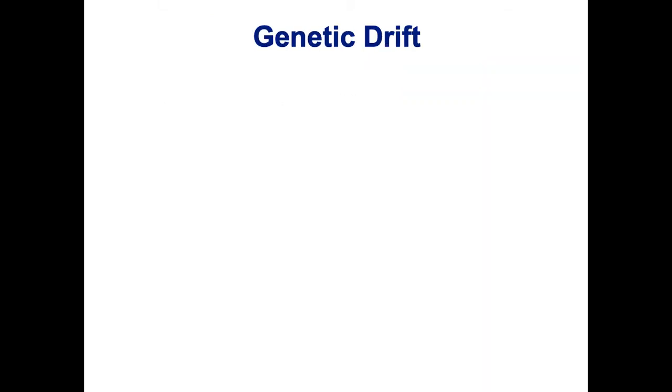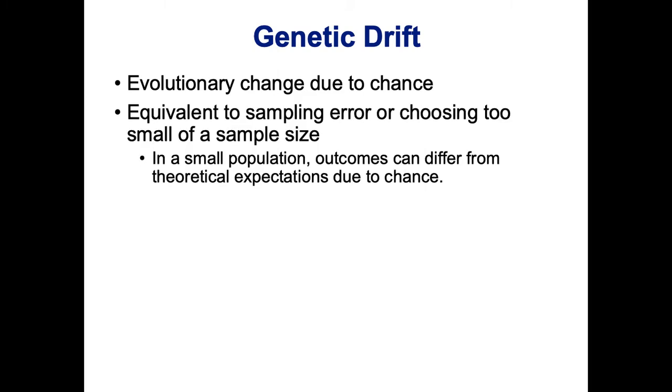So two mechanisms: genetic drift and inbreeding. Genetic drift is evolutionary change due to chance. So we see there are multiple mechanisms for evolution. The ones people talk about the most is natural selection, where there are adaptations to environmental change occurring. Another way that evolution can occur is just randomly. So if a gene gets lost randomly, then that's technically evolution because it's change over time. That's all evolution really is. And so this is equivalent to sampling error or choosing too small of a sample size.